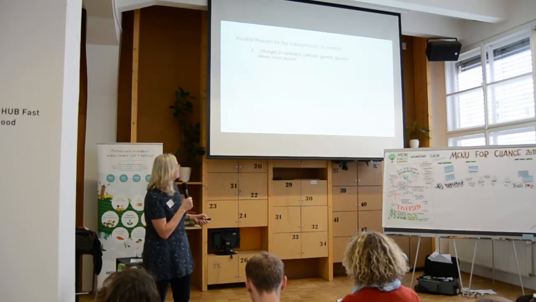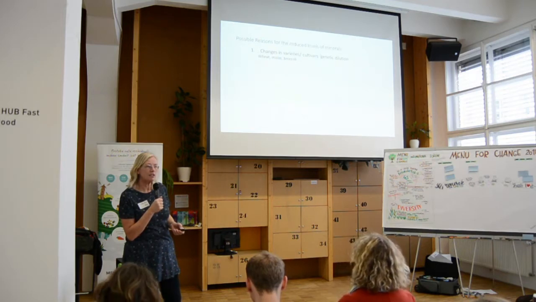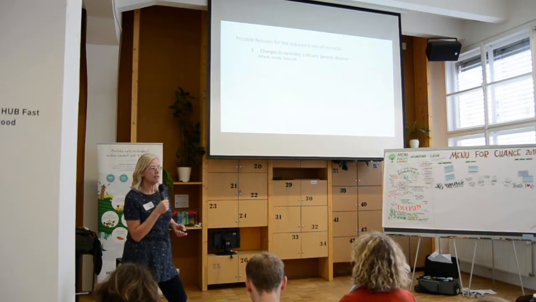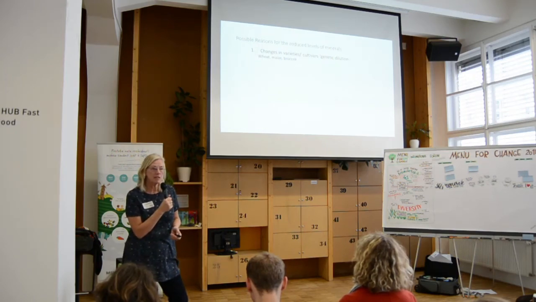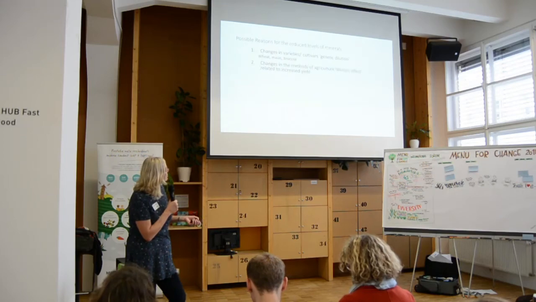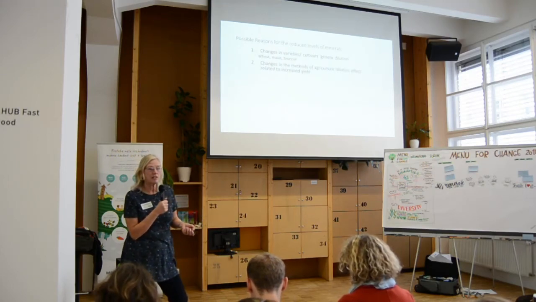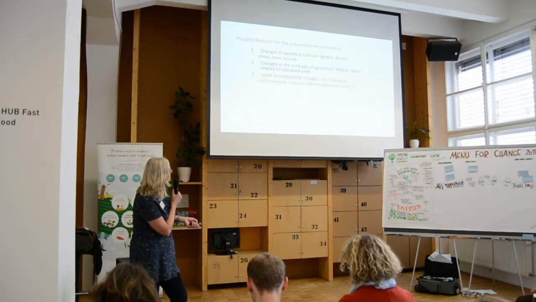So I mentioned this already. The changes in varieties, and there's a little bit of research looking at this around wheat, around broccoli, around maize. As we introduce new varieties that are designed for high yield, changes in the method of agriculture that I mentioned, the dilution effect.